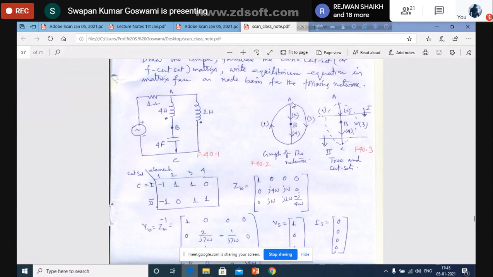Now let us select. There are 1, 2, 3 nodes. So obviously, in the tree there will be 2 elements. So say AB, that means element number 2 and element number 4 are selected to be the tree branches. Okay, this is forming the tree. Okay, there are 3 nodes, so 2 elements will be there in the tree. So these are the branches. Element AB, that is having number 2, element BC having number 4.